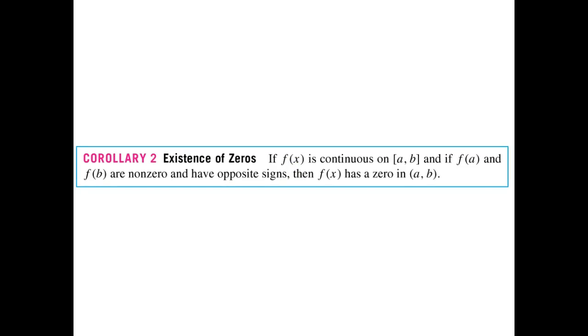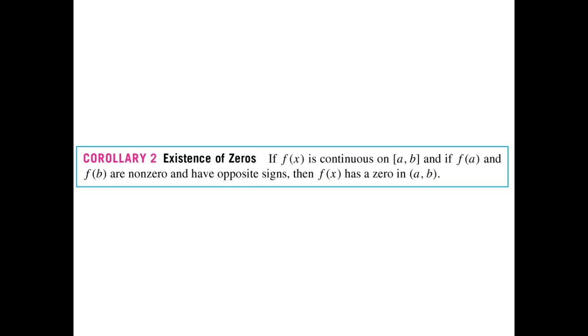Existence of zeros. If f of x is a continuous function on this interval a to b, and if f of a and f of b are both non-zero and have opposite signs, f of a could be negative and f of b positive, or the reverse. It doesn't matter which, but they just have to have opposite signs. Then you're guaranteed that f of x has a 0 because it is a continuous function. You can't get from here to there without crossing the x-axis. Guaranteed to have a 0 somewhere in that interval a to b.